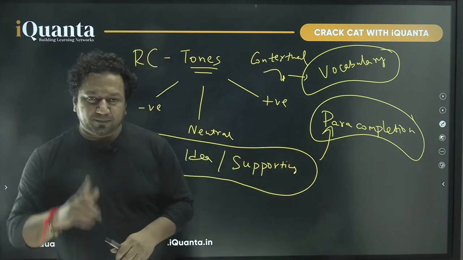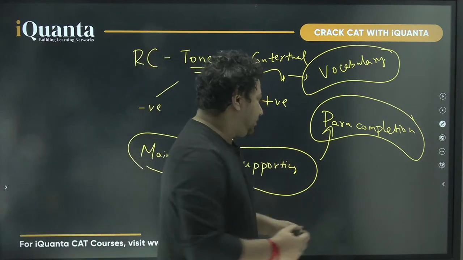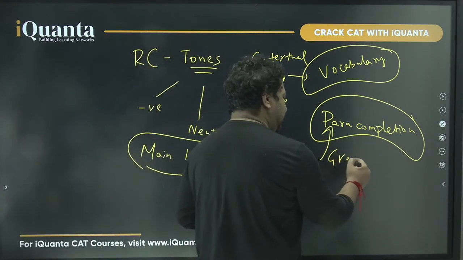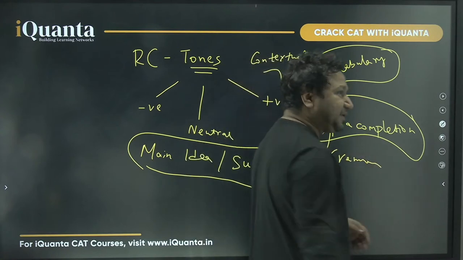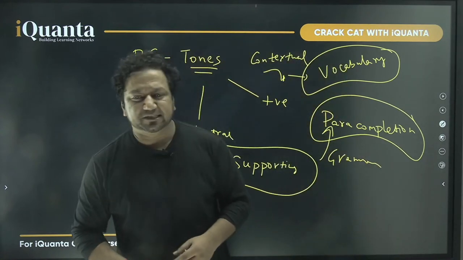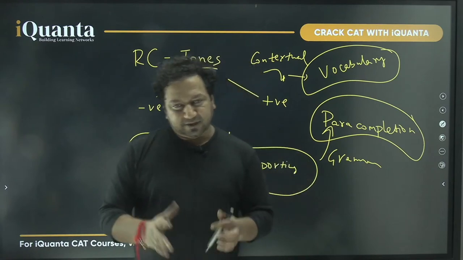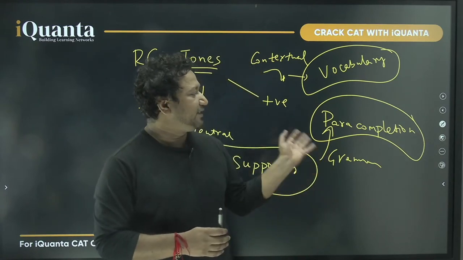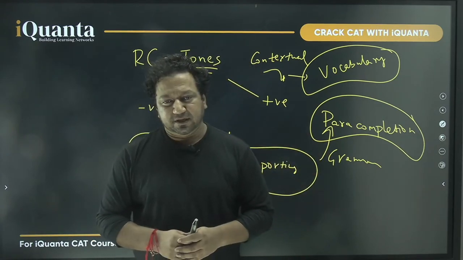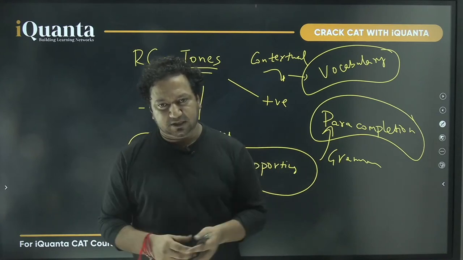In para completion, there's one more thing which is called grammar. So we'll be having a session on grammar also, in which we'll be discussing the parts of speech and how prepositions, conjunctions, etc. are used while framing sentences, because that is how you can actually complete the paragraphs. So this is all about the crash course that we are going to start.